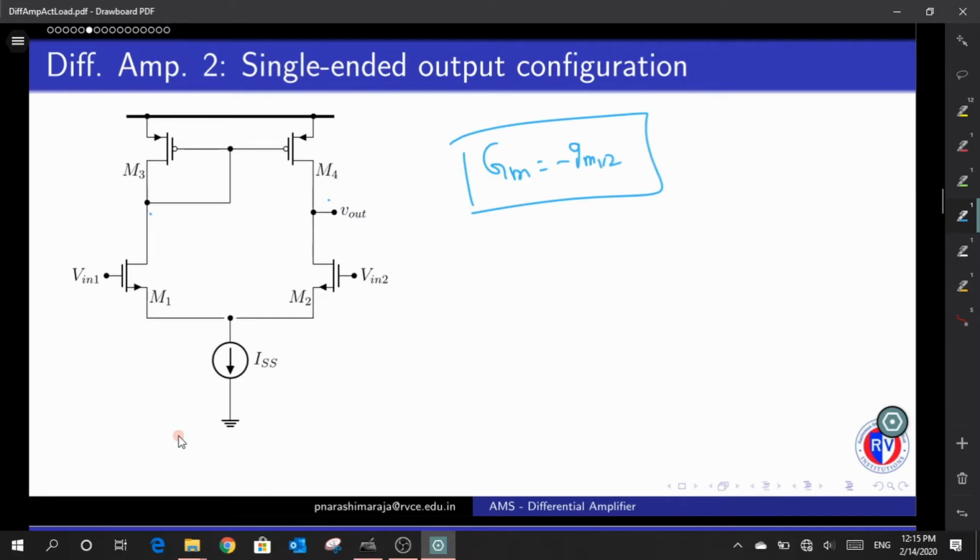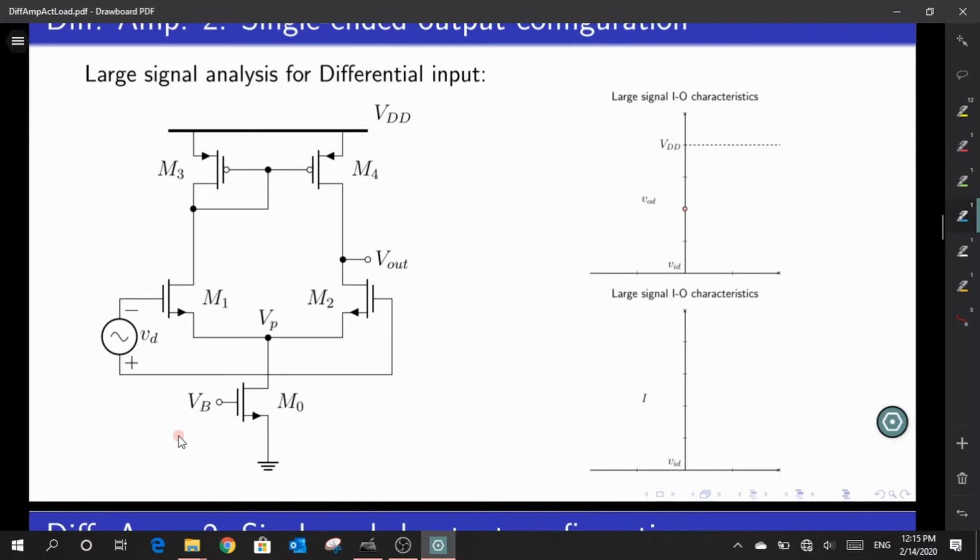Clear? So I will start with this large signal, and then later we will move on to the small signal analysis. Okay? So in the case of small signal analysis, I will discuss this quantity. Now your interaction is more important for us to really see the graph out of this particular circuit. So now I just want to have a large signal analysis for a differential input.